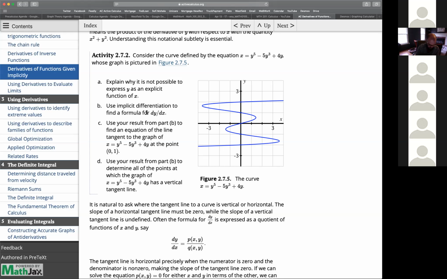While you're all taking a moment to do that at home, I'm going to make sure I copy this down correctly, and I'll bring up the board. Once we have that derivative, it's asking us to find the equation of the tangent line at 0, 1.